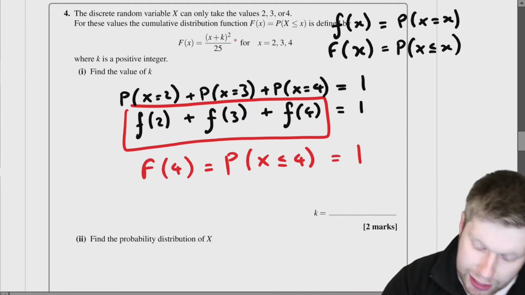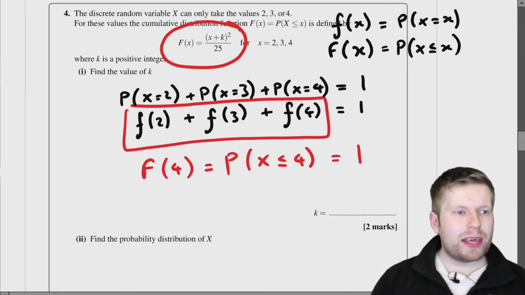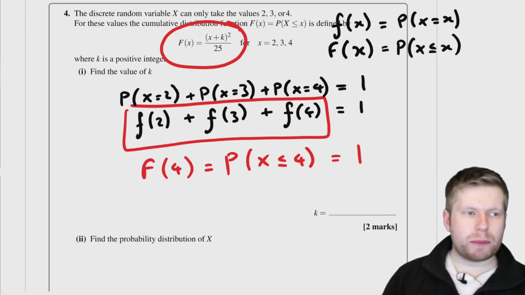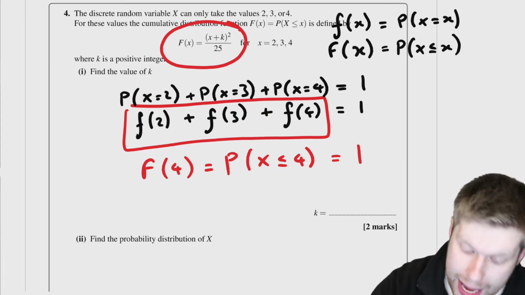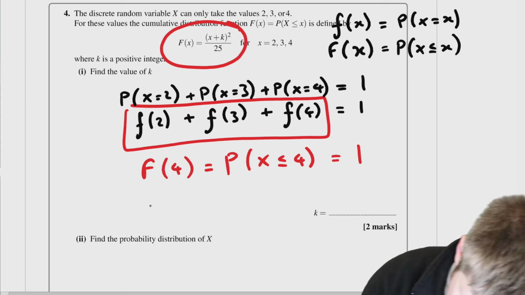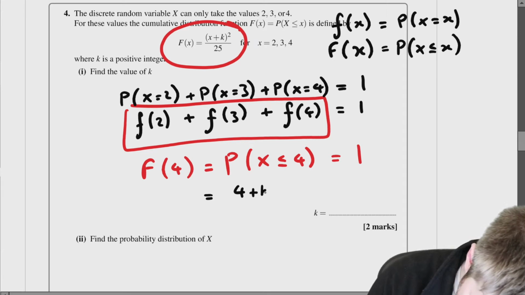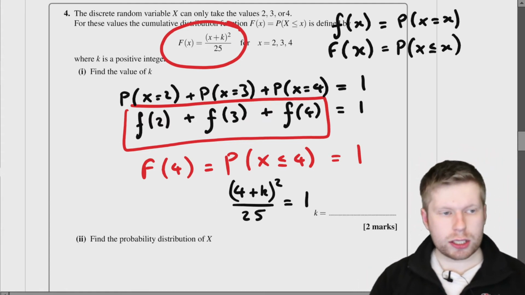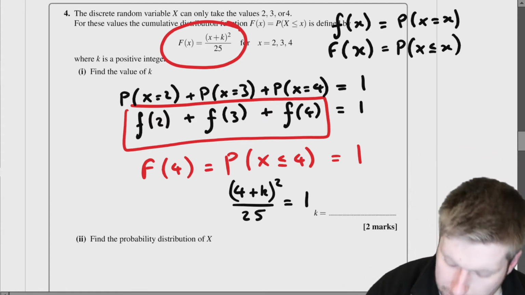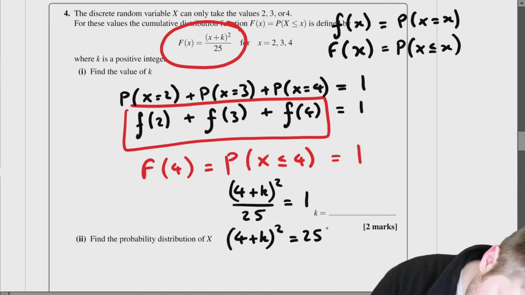So in other words, if I take this cumulative distribution function, the CDF, of this particular distribution, then I should just stick 4 in here and I should be able to use that to work out what k is. So okay, if I stick in 4, well, in this case, my x is 4, so (4 plus k) all squared, divided by 25. I know that that should be equal to 1. Okay, so now if I just rearrange this and try and solve it, let's multiply both sides by 25, so I end up with (4 plus k) all squared equals 25.